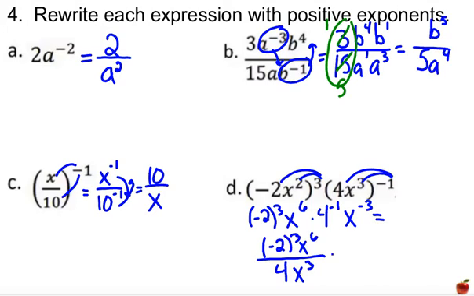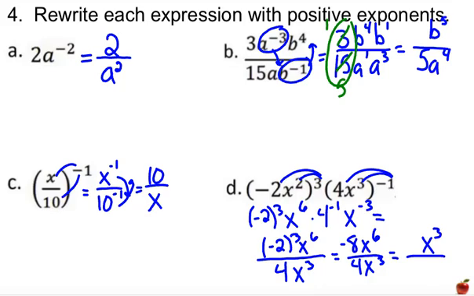All right, so let's go ahead and clean this up. Negative 2 to the 3rd is negative 8. So negative 8x cubed over 4x to the 3rd. Now we have x's on top and bottom, so we can subtract those exponents. X to the 6, x to the 3rd, we subtract those and we get x to the 3rd. That's a positive exponent, it'll be on top.